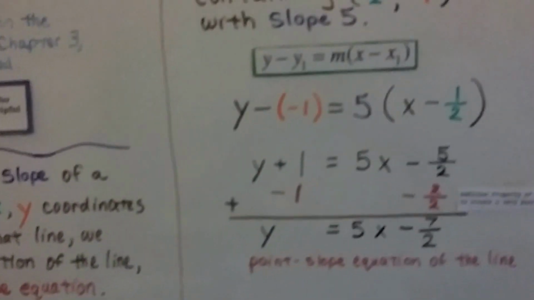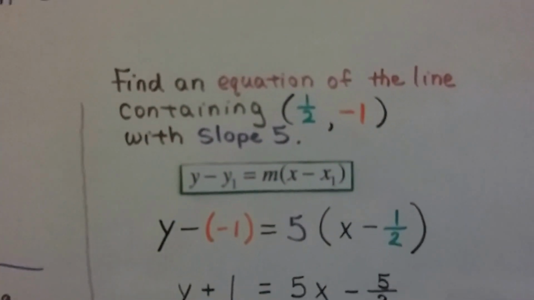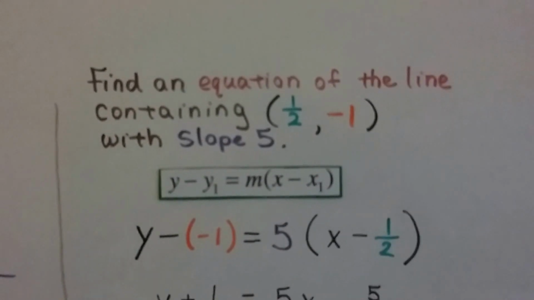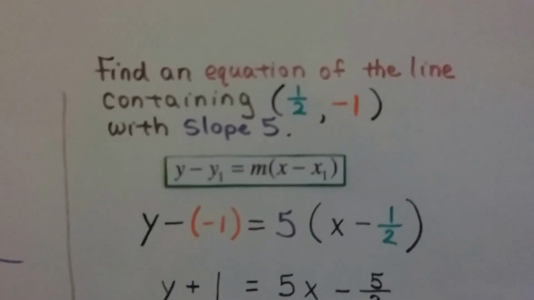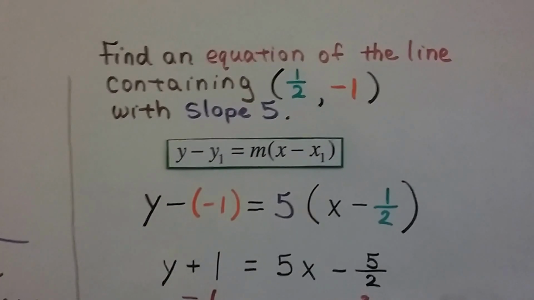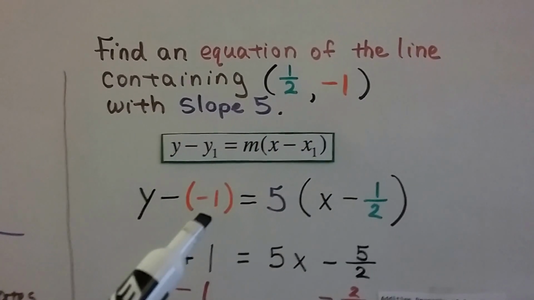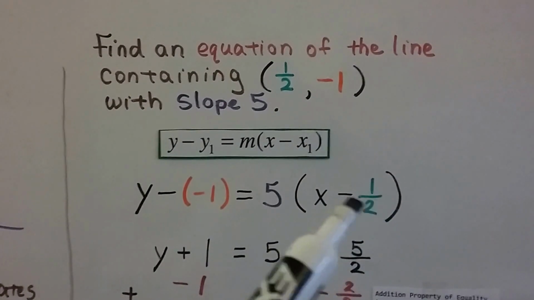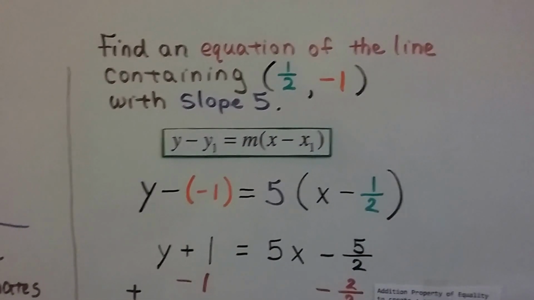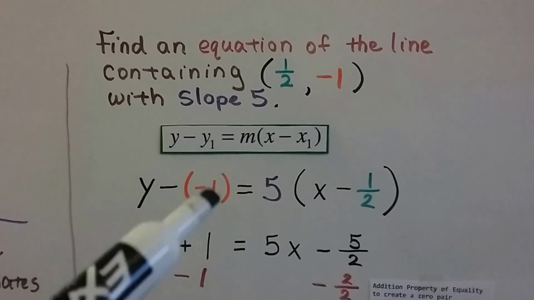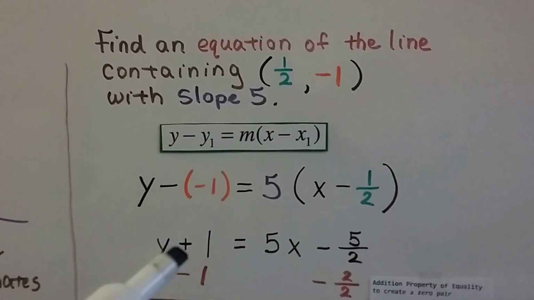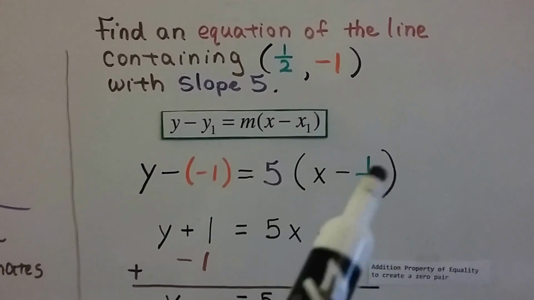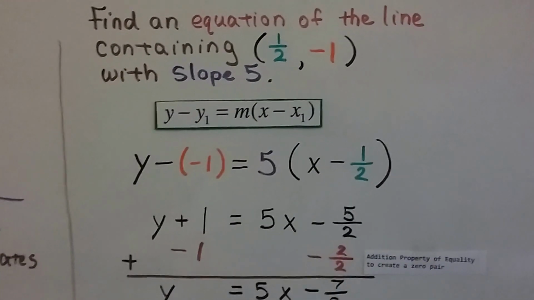So to find an equation of the line containing an x value of a half and a y value of -1 with slope 5, we just plug those values into that equation, and we've got our y1 as -1, we got our slope 5, and we have our x value of a negative half right here. So this is going to add the opposite, isn't it? So we're going to get a +1. We're going to distribute this 5 into the parentheses and get 5x minus 5 halves.